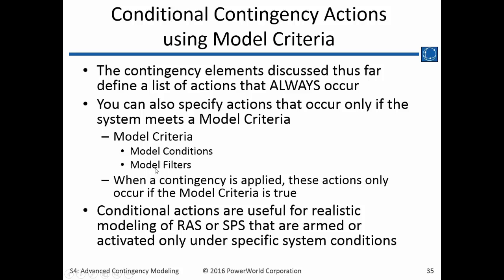A model filter is a way that you can make Boolean logical combinations of different conditions. So maybe you want an action to occur only if the flow on an interface is greater than a certain amount and the output from a nearby generator is less than a certain amount. You could create separate model conditions that check for each of those, and then you could have a model filter that has a Boolean AND of those two conditions in it.